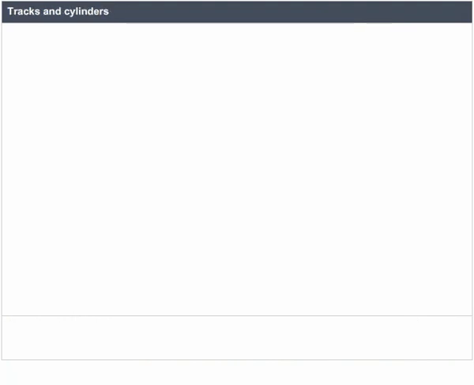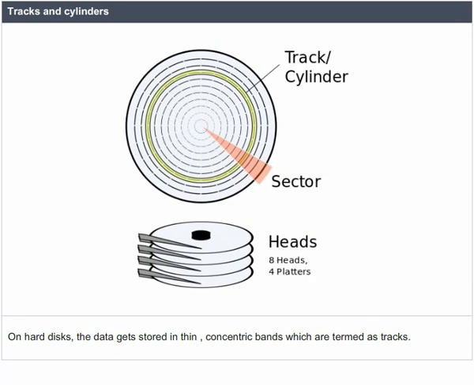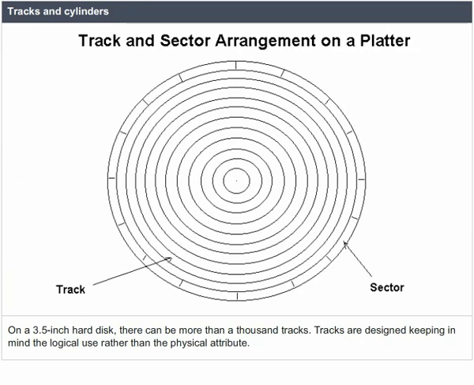Tracks and cylinders. On hard disks, the data gets stored in thin concentric bands which are termed as tracks. On a 3.5-inch hard disk, there can be more than 1,000 tracks. Tracks are designed keeping in mind the logical use rather than the physical attribute.